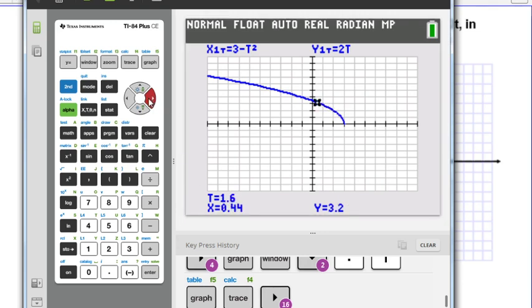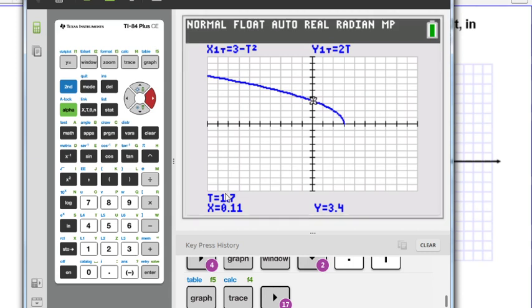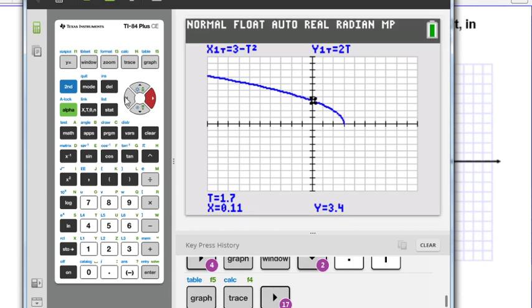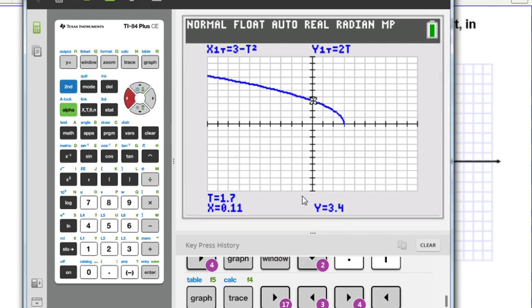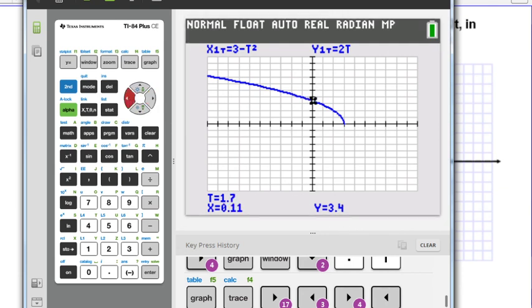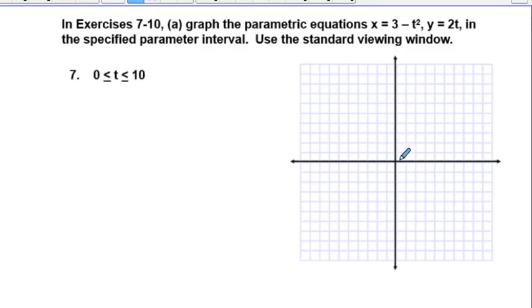And we see where t equals 0, we're at... where t equals 1.7, x is 0.11. So somewhere around here. So around y equals 3.4, that would be like our line intercept. So you go up to 3.4, and then this would be 3. So we're starting here and going like this.